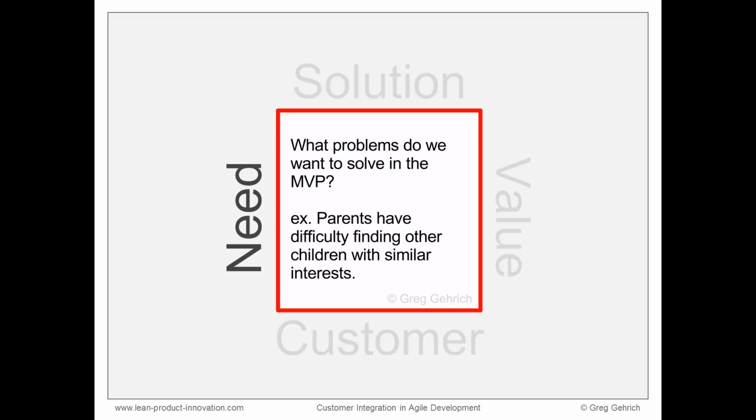The second dimension is need. What problems do we want to solve in the minimum viable product? An example of this is parents have difficulty finding other children with similar interests.